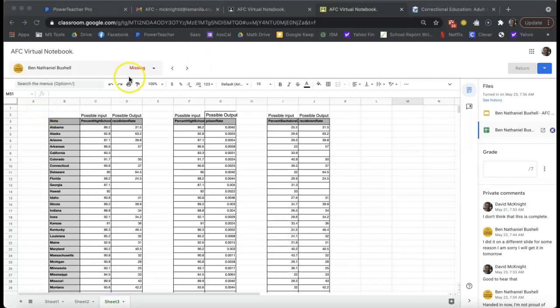All right, Ben. So I'm in your folder here. So what you need to have is an input and an output.